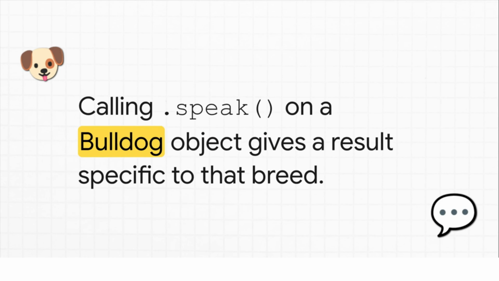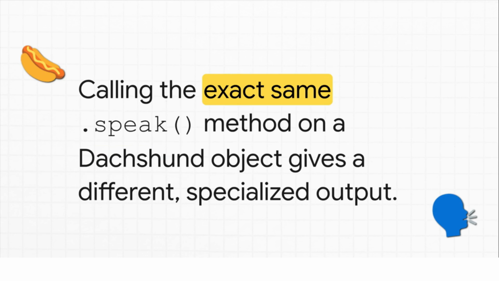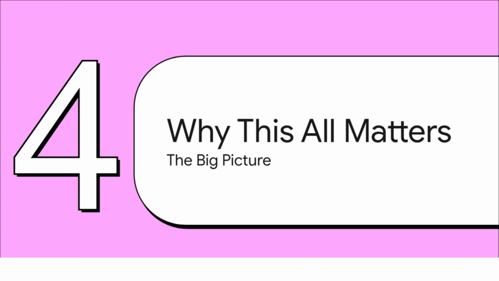Say we have a bulldog object, and maybe we overrode its speak method to default to woof. So when we call .speak, we get a sound that's perfect for a bulldog. Now watch this. We grab a completely different object, a dachshund, and we call the exact same method, .speak. But because the dachshund class has its own special version of that method, we get a totally different result. That's polymorphism. Same action, different outcomes. It makes your code incredibly flexible. So we've gone from a messy list to a whole virtual dog park with blueprints, objects, and superpowers.